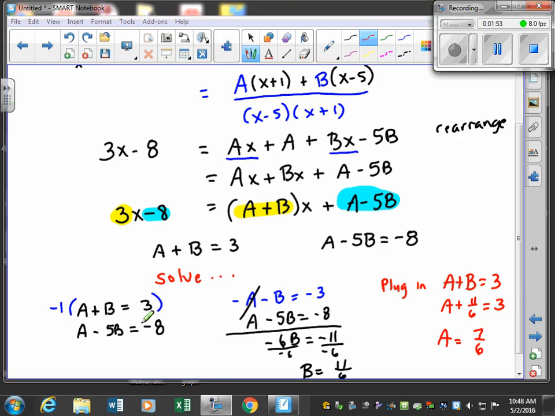To solve those, I stack them up. There's lots of options here for elimination. I'm just going to multiply through by -1. Some of you may choose to multiply by 5 and get rid of B right there. It doesn't matter. We should get the same answers algebraically if we do things correctly. So solving, I get B is 11/6, and then I can choose to plug it back into either one of these equations. So I plugged it back into the first one and found out that A is 7/6.